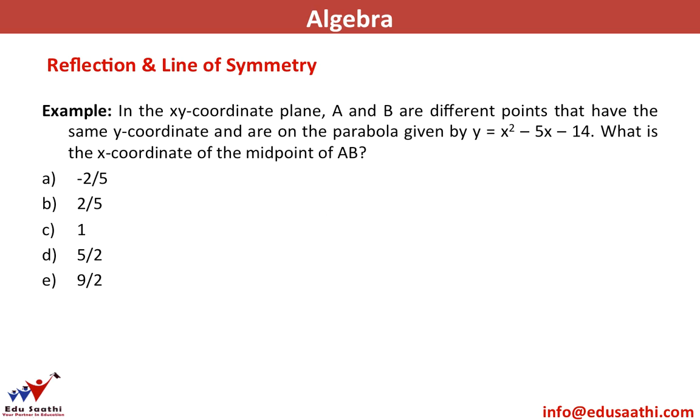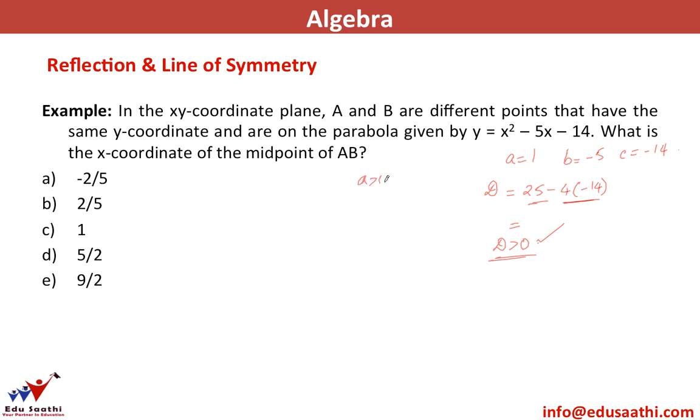Another question that we have is, in an xy coordinate plane, A and B are different points that have the same y coordinates and are on the parabola given by y is equal to x square minus 5x minus 14. What is the x coordinate of the midpoint of AB? Looking at this, a is 1, b is minus 5 and c is minus 14. The discriminant, 25 minus 4 into 14 evaluated, comes out to be positive. If the discriminant is positive, it will have two distinct roots.